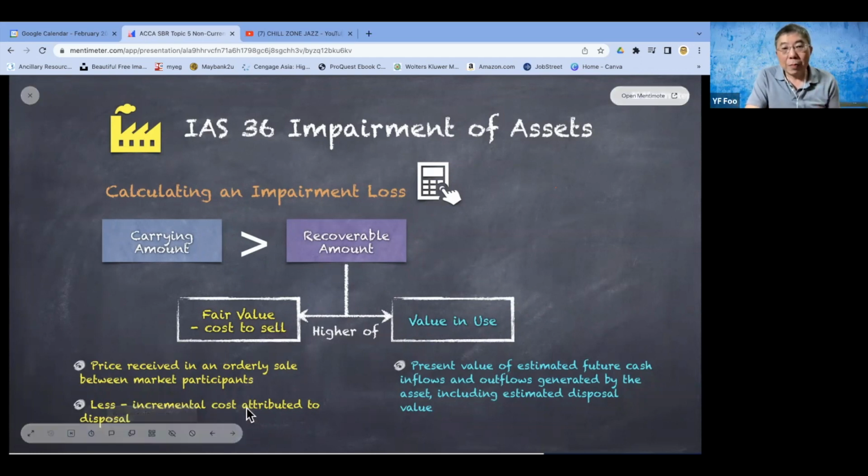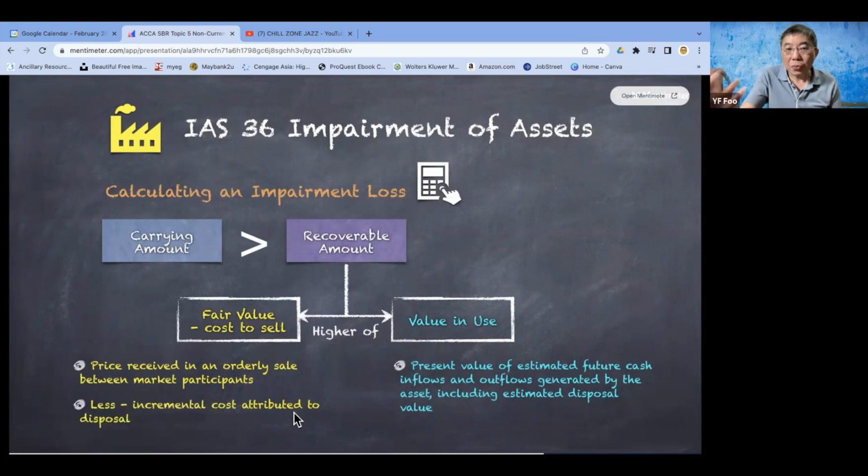Okay. Less incremental costs to dispose. Maybe you have to send it, or maybe you have to pay commission or whatever to get it sold, or hire an agent or whatever. Then you minus off the cost to sell. All right. So fair value less cost to sell is the assumption that this asset that you have, I'm going to recover it through sale. So that's one way of recovering the amount.